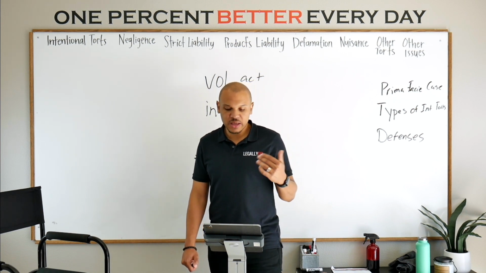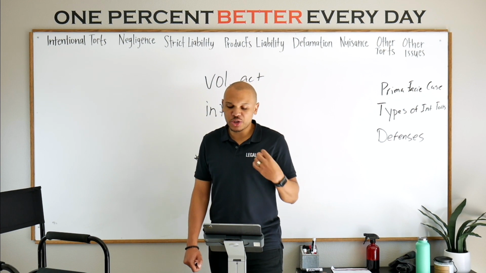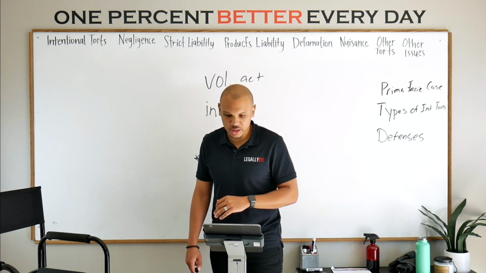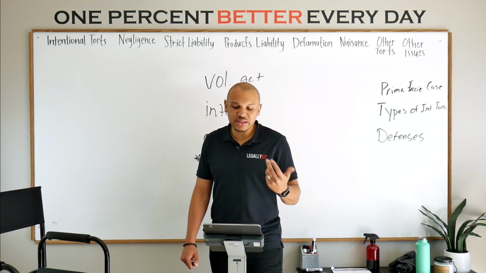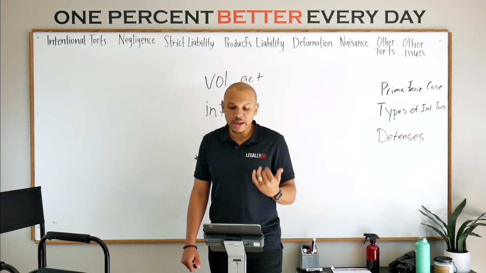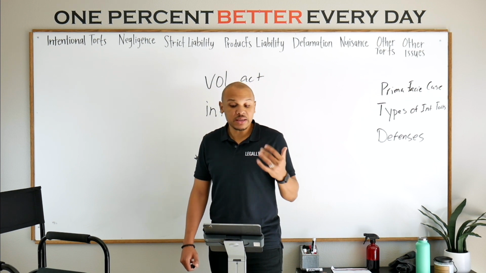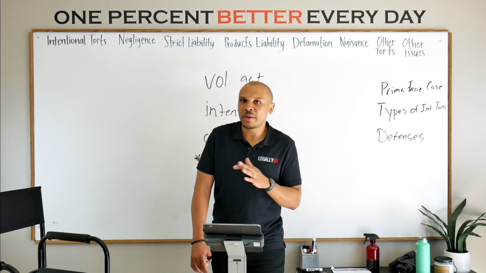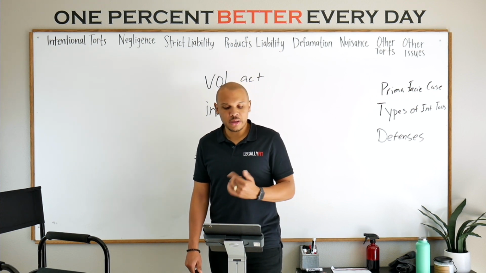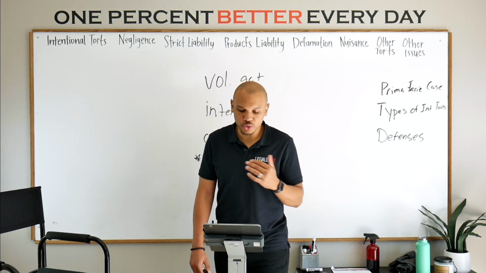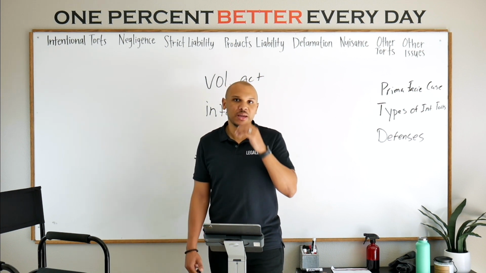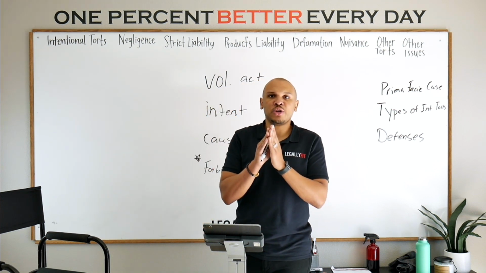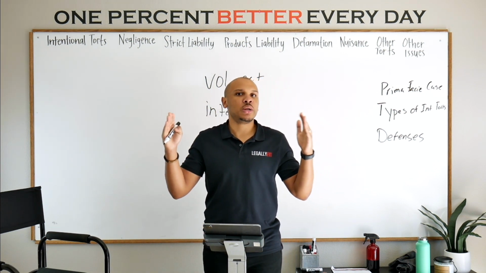General intent is present when D knew with substantial certainty that P's harm would be a consequence of his actions. So it says D wants to scare P as P is walking up the stairs. D scares P and P falls down the stairs. So even though, right, it's a little bit of arguments back and forth here, ultimately you're going to argue that D should have known with substantial certainty that that harm would be a consequence of my actions. All right. So it pretty much expands intent, right, by including general intent.